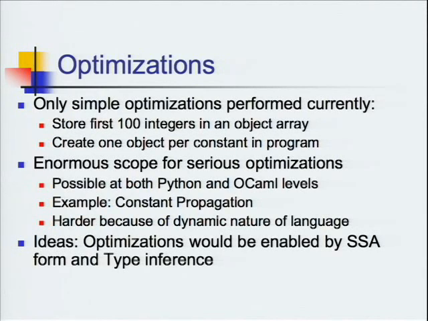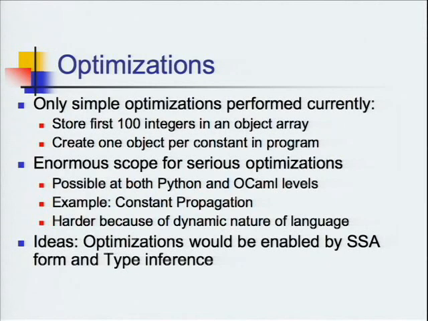Then if you have constants in a program, there is a pass that I do just before generating code. I walk over the AST to find all the constants in the program, whether they're strings, integers, or floats, and create one object per constant, which I have at the beginning of the generated code. So in that case, you're not creating multiple objects.